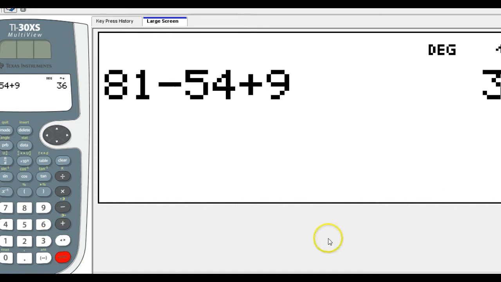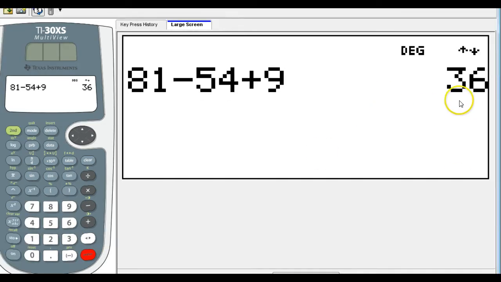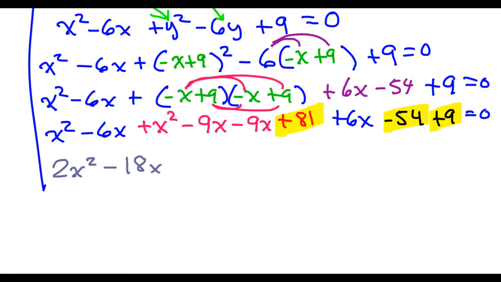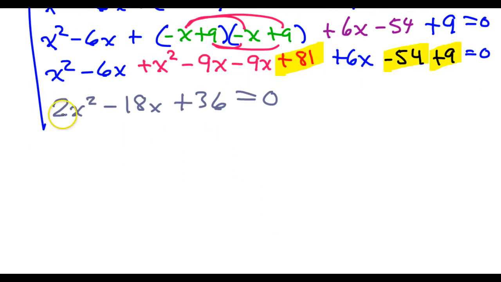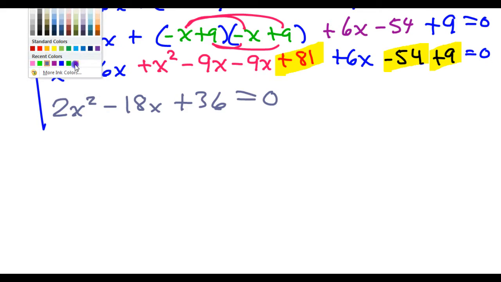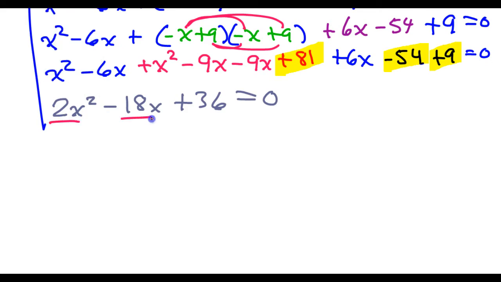Hold on, it's off camera. So that gives you 36. Alright, so I've got plus 36 equals 0. Now, ultimately, I will need to either factor this or use the quadratic formula. However, all of these are divisible by 2. So why not make your life easier and divide everything by 2 first?